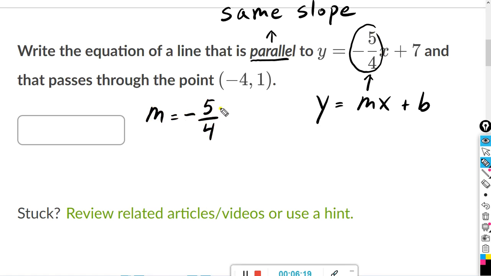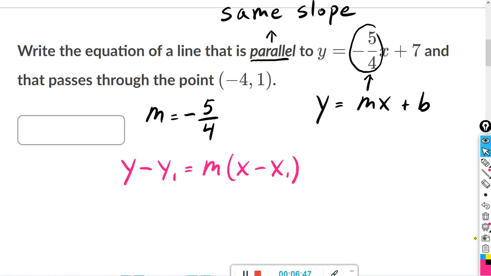Okay, we don't have to do anything to that because parallel lines have the same slope. And now, like we did before, since we have slope and 1 point, it's easier to use point slope form. So the equation is y minus y1 equals m times x minus x1.